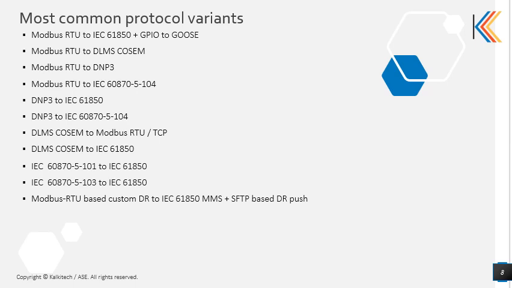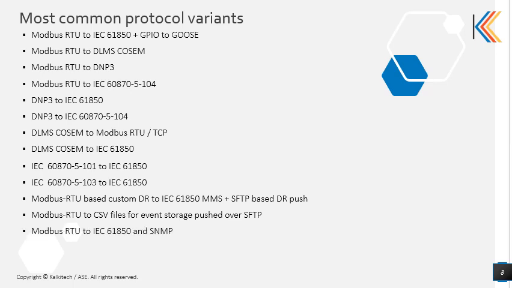Then Modbus-based custom data transfer, and 61850-based MMS for exchanging data from Modbus, plus SFTP. Disturbance record collection needs to be done and pushed over secure FTP to the central system. This is another requirement that has come to us. Then Modbus registers to a CSV file, where the data needs to be stored and pushed over secure FTP to the central system. This is another key requirement that used to come.